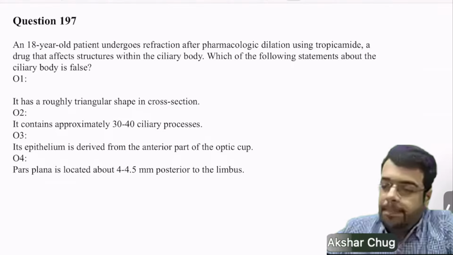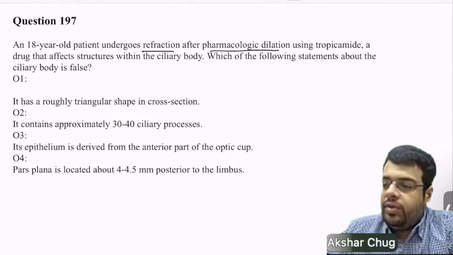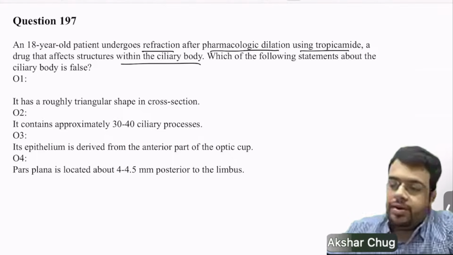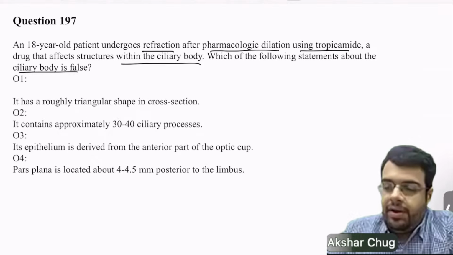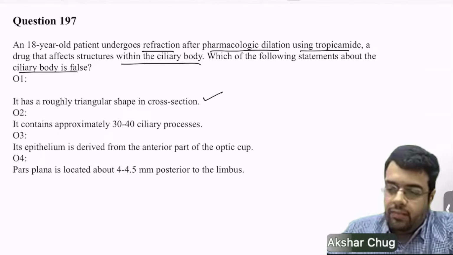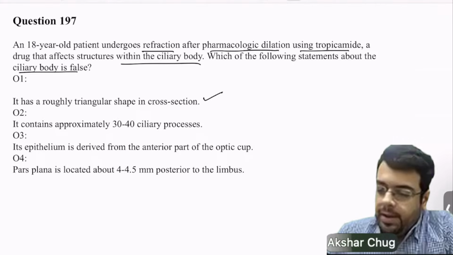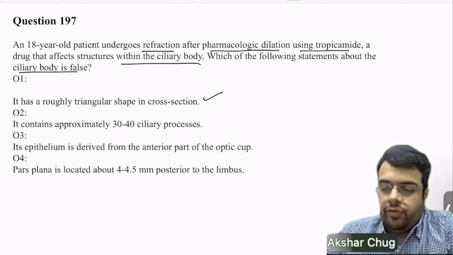An 18-year-old patient undergoes refraction after pharmacological dilatation using tropicamide, a drug that affects the structure within the ciliary body. Which of the following statements about the ciliary body is false? It is roughly triangular in shape in cross-section. This is one of the correct options. It contains approximately 30 to 40 ciliary processes.